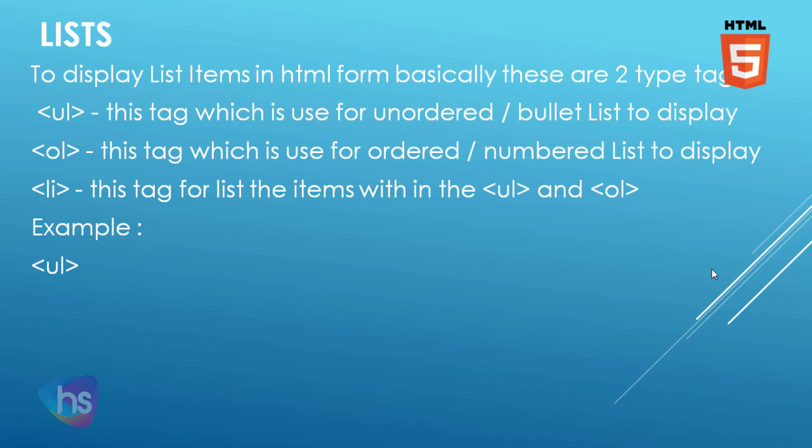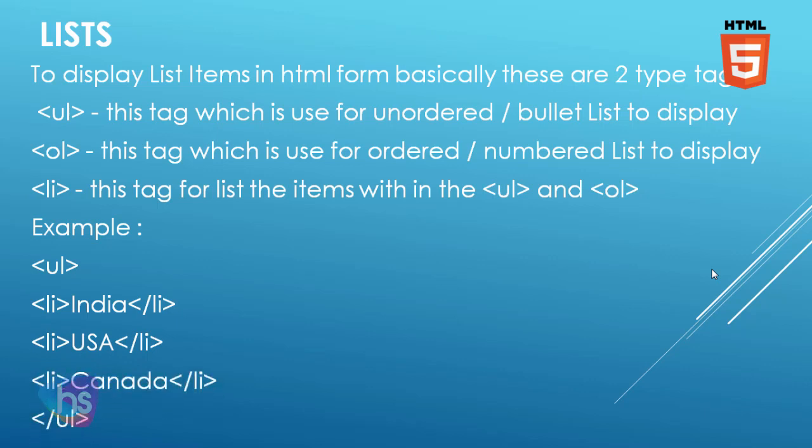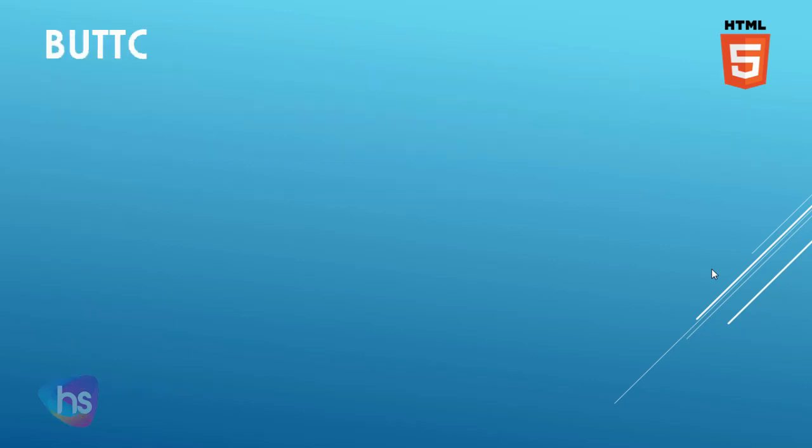For example, we'll see the ul tag is started over there. Within the tag, li list items, the country names I have written here. Start with the li start tag as well as the end tag. Within the li tags, we need to write the text we need to display. India, USA and Canada I have to display, I have written, and as usual the ul tag, that is the unordered list tag, I need to close with the end tag. That is how we need to display the lists.